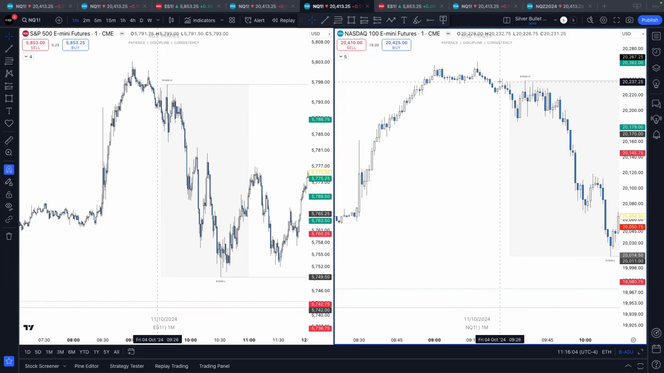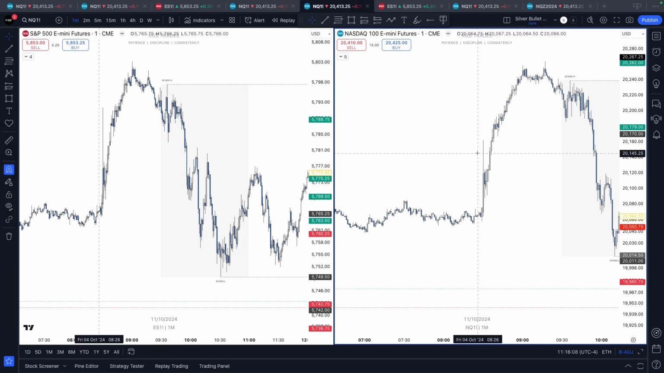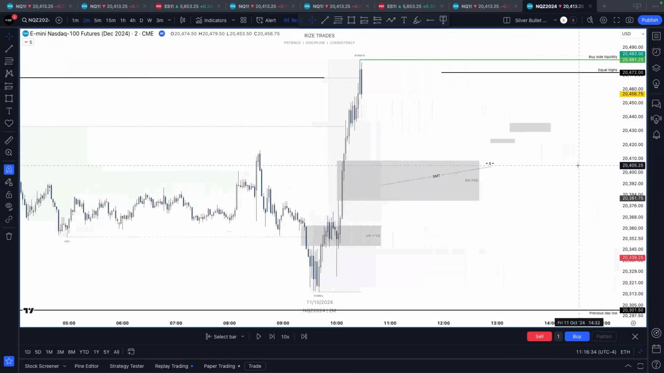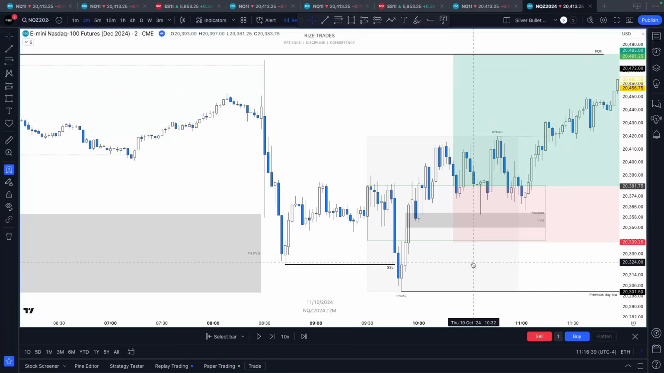This is obviously before Silver Bullet hour. And again, this is something I go over in more detail in terms of when we have the 8:30 news. Sometimes Silver Bullet is not going to do a lot because you've already had the moves happen earlier on in the day. Another good example of a trade setup from this week would be this unicorn on NASDAQ.